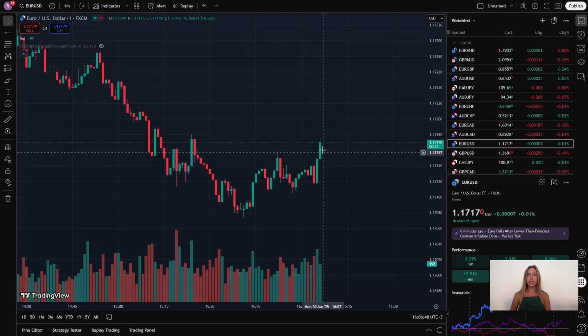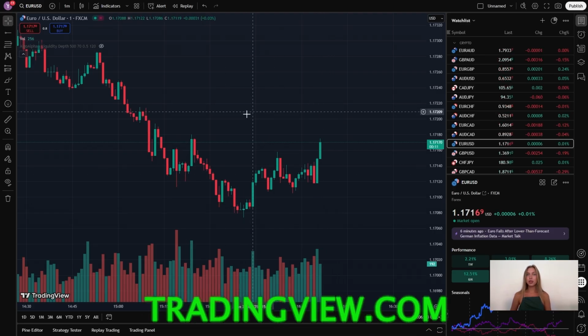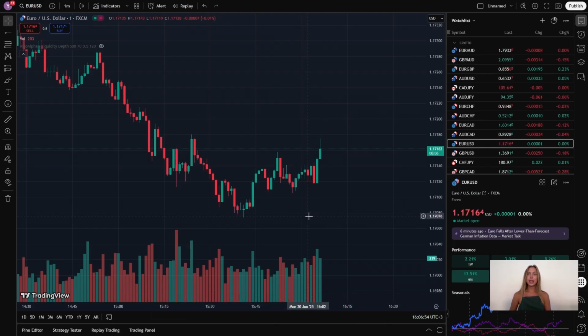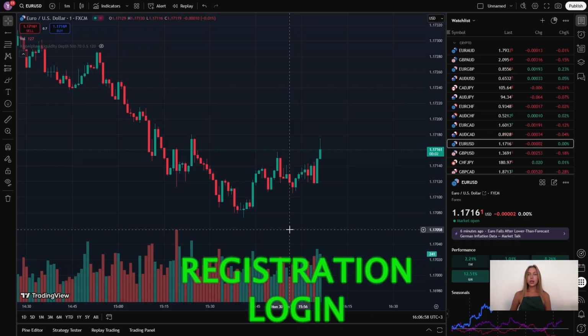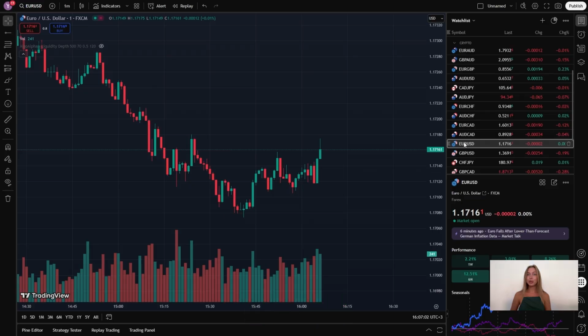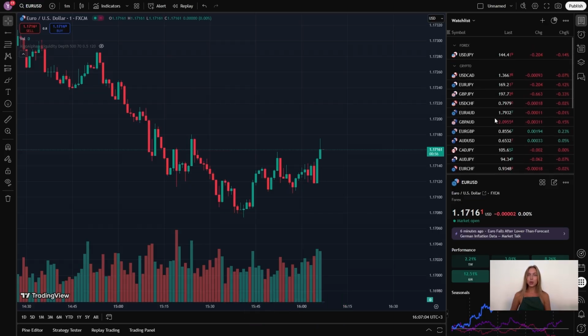So I switched to the TradingView platform. It's the largest terminal for chart analysis used by a huge number of traders. Here you will need either to register or log in to your account. Also, if you are on this platform for the first time, it's quite possible you won't have the currency pairs we need added, and to add them we click on the plus sign in the upper right corner.